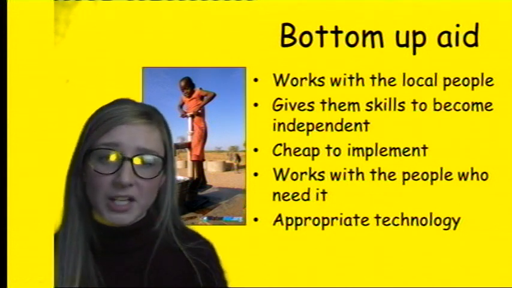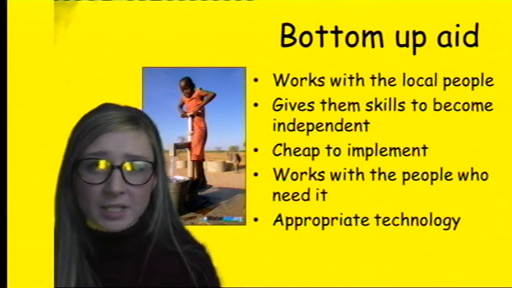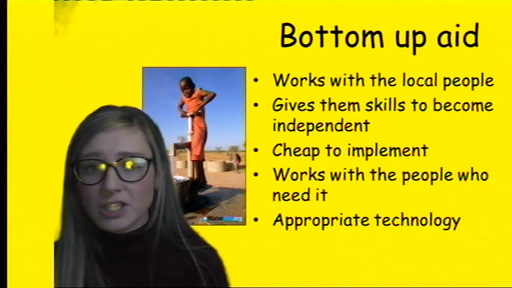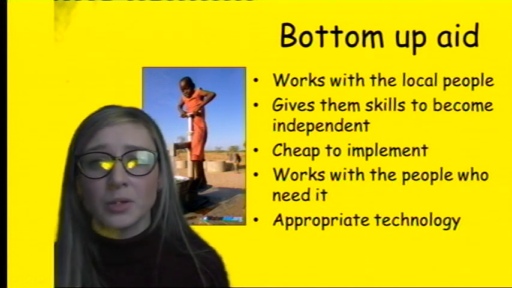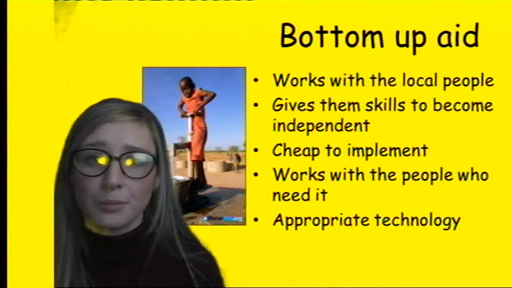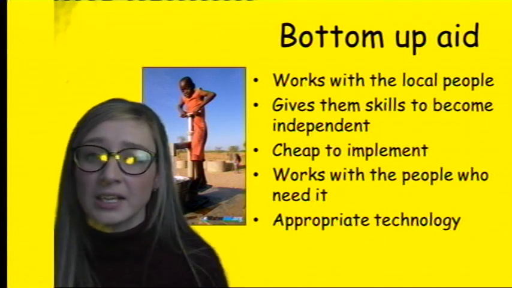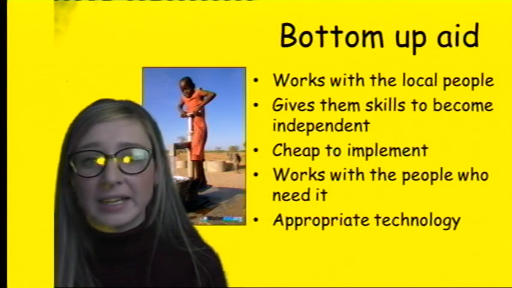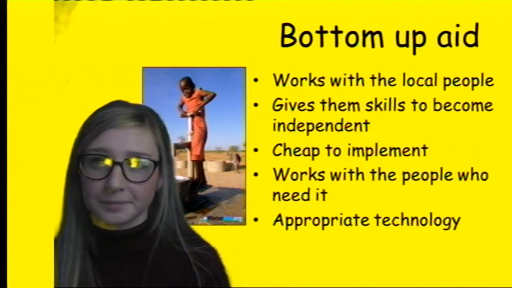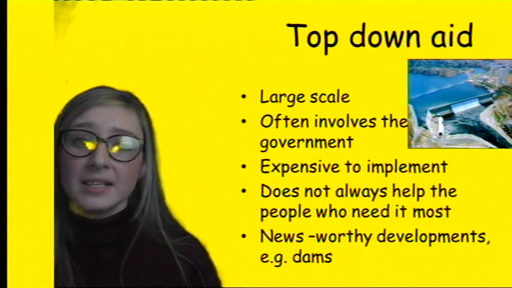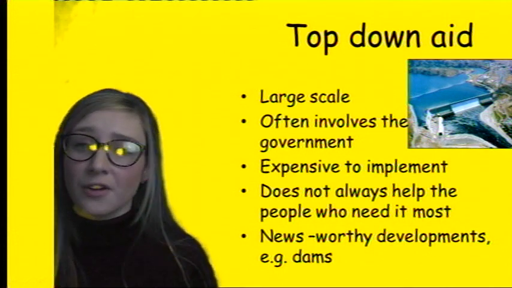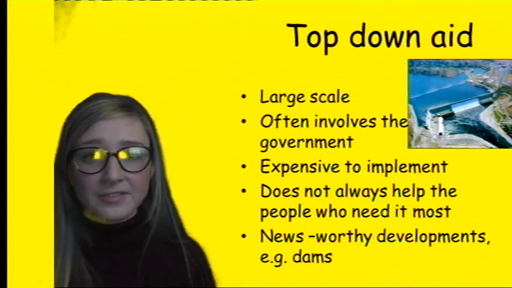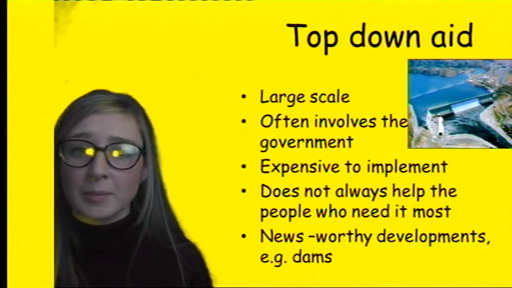Bottom-up aid: it works with the local people, it gives them skills to become independent, it's often very cheap to implement, and it works with the people who need it, often using appropriate technology. So this is a technology that is easy to use, it's simple, they don't need that much training in it, and it's going to be cheap to implement. Top-down aid tends to be a large-scale project which often involves the government, is expensive to implement, and doesn't always help the people who need it most.